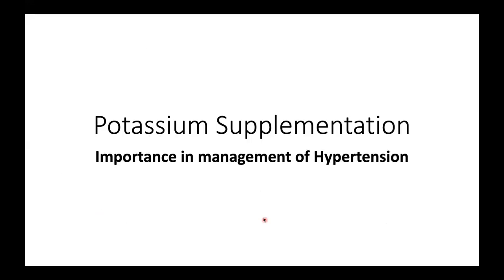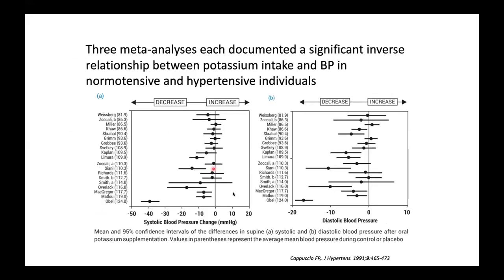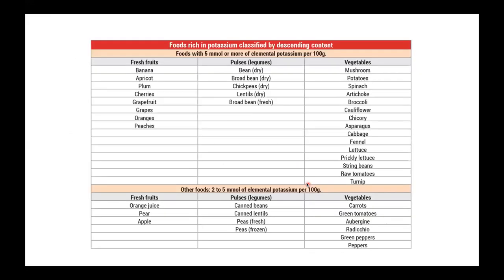So what about potassium supplementation? It is important in the management of hypertension. They have shown that increasing potassium intake leads to a decrease in blood pressure. We know the rich sources of potassium: basically all the citrus fruits, all the green leafy vegetables, and some of the pulses. What about the dietary pattern?